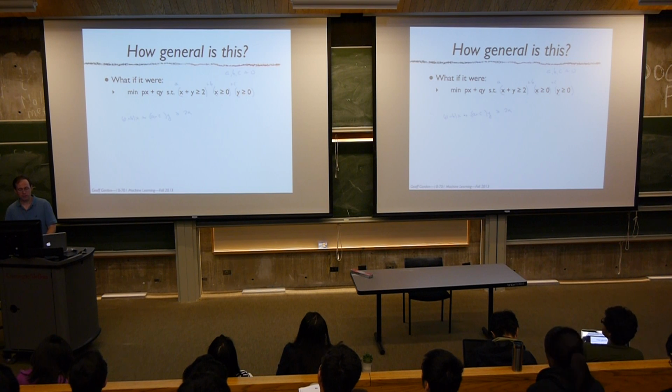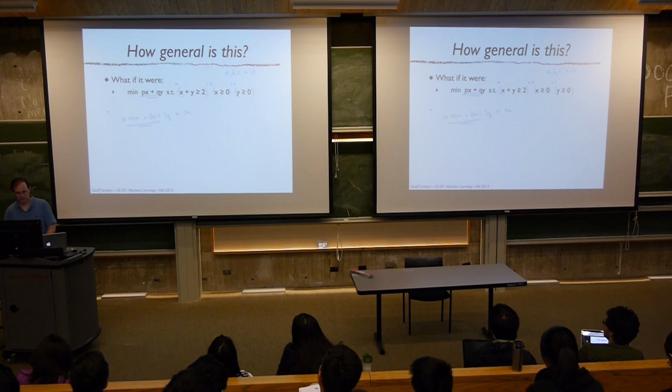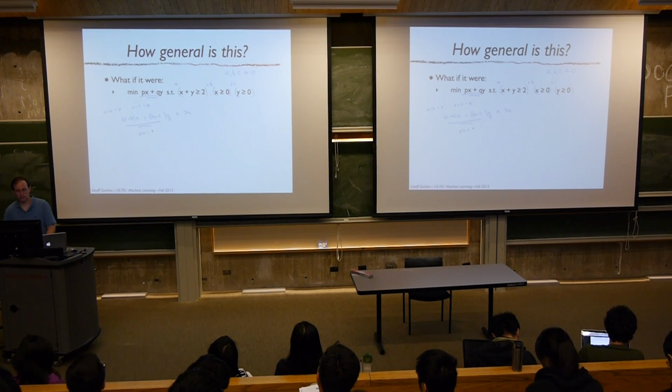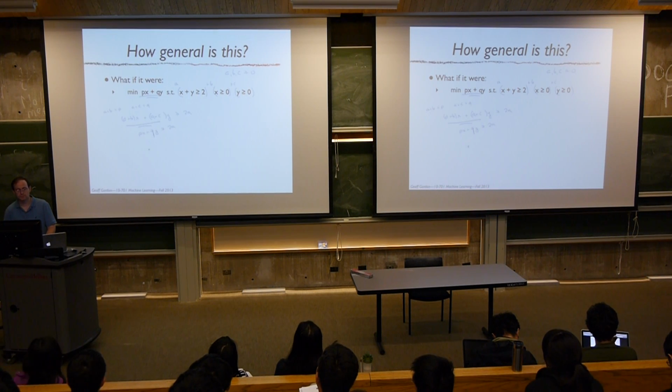If I want this constraint to be the same as this one, then if I pick a plus b equal to p, the x terms will match up. And if I pick a plus c equal to q, then the y terms will match up. And so I'll be able to say that px plus qy is greater than or equal to 2a.